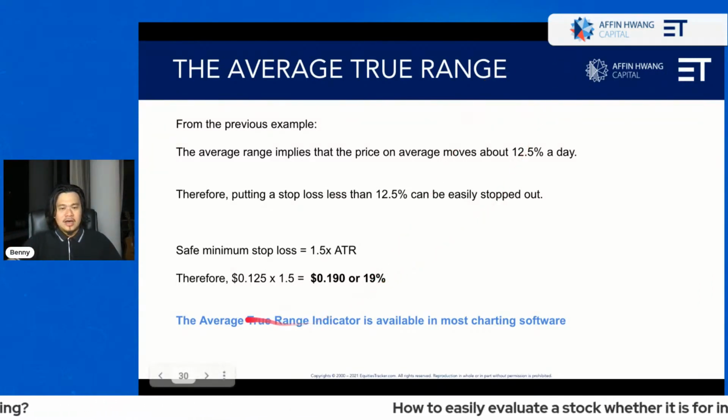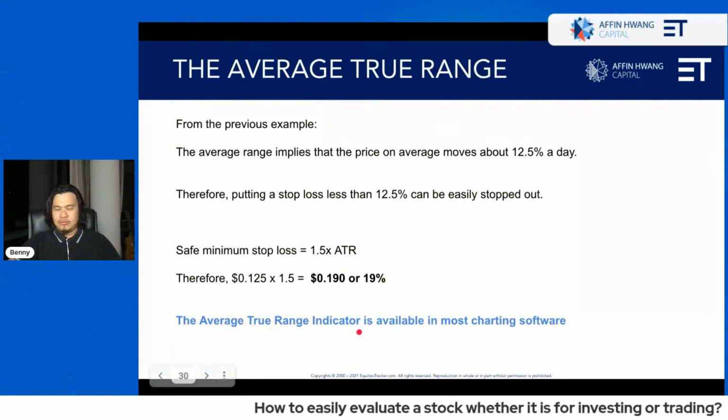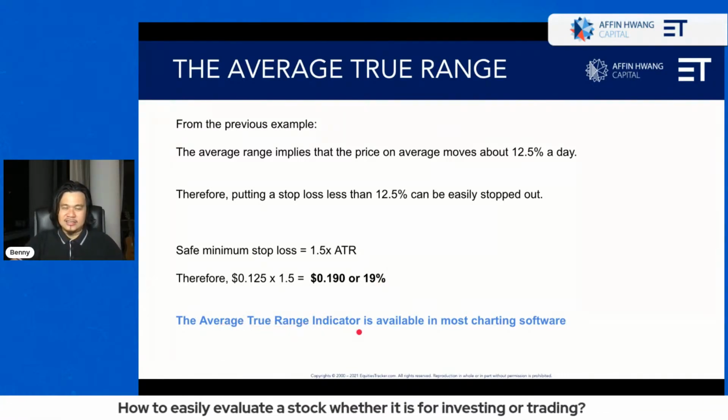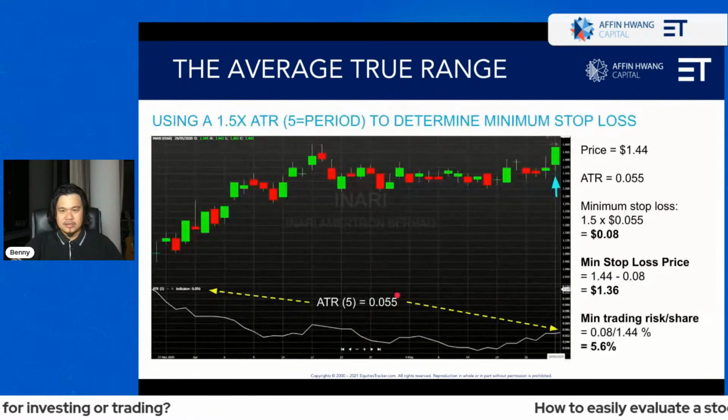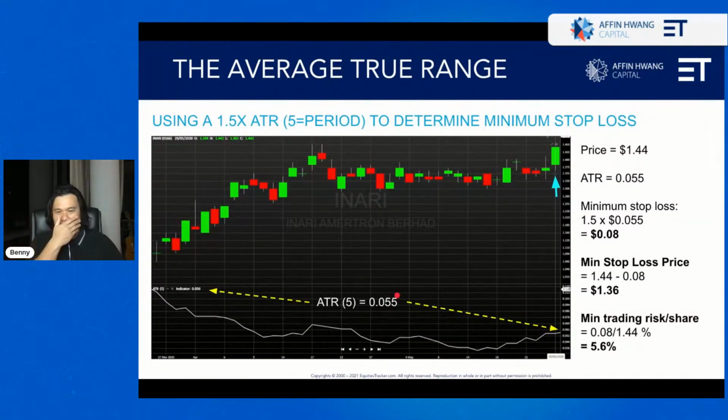The average true range indicator is available in most charting software, so you don't need to calculate this. You just have to apply it and multiply by 1.5, then you get your minimum stop loss. Now, for example, let's say you look at this particular counter. Whatever the trading strategy, here I'm looking at a breakout after a sideways movement. The price starts to break out, and now it's currently trading at 144. Let's say I'm using a breakout strategy: the price is breaking out of a sideways movement, and I'm expecting the price to go higher.